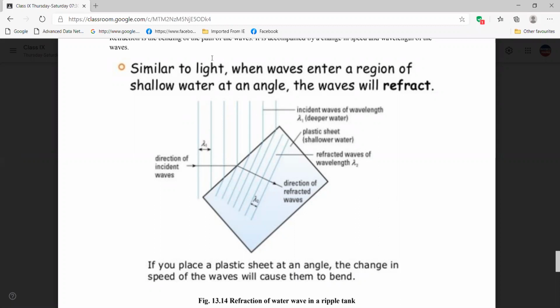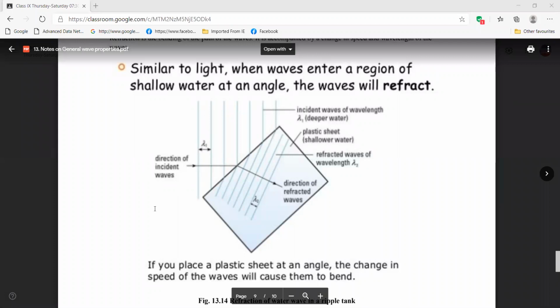I will draw the diagram for now. Yes, yes. Draw the diagram quickly. And after drawing is done, you write the definition.